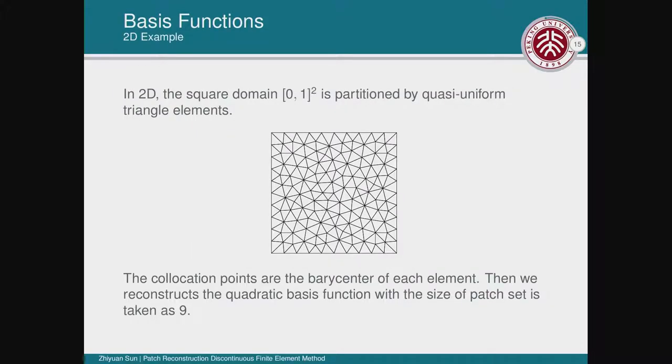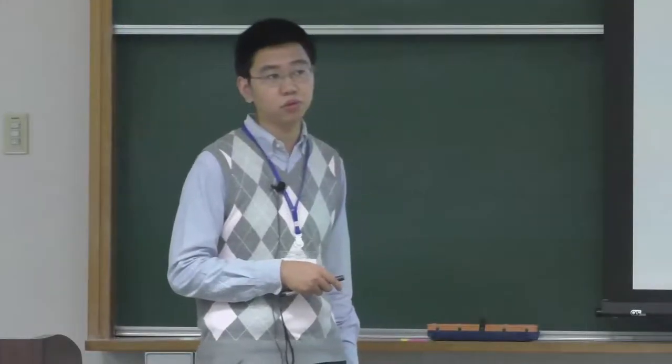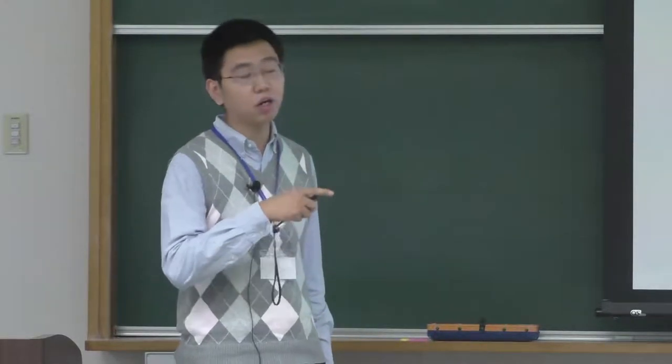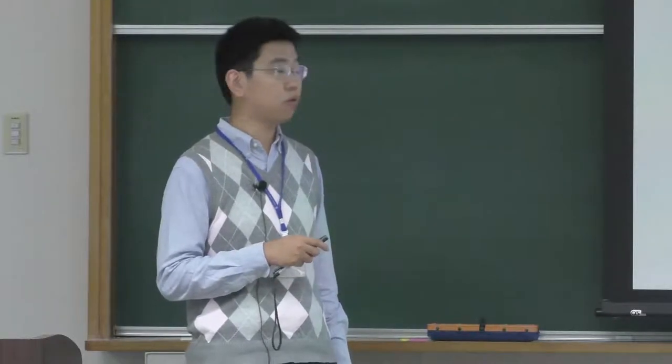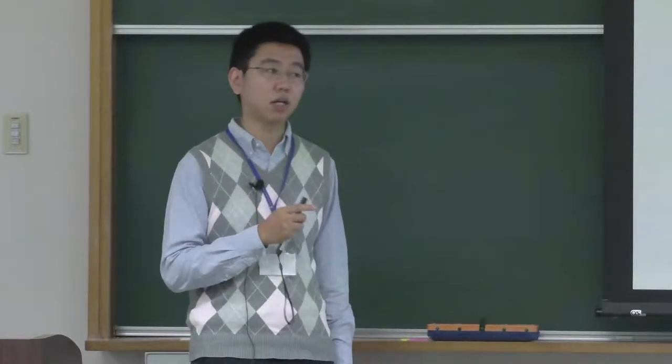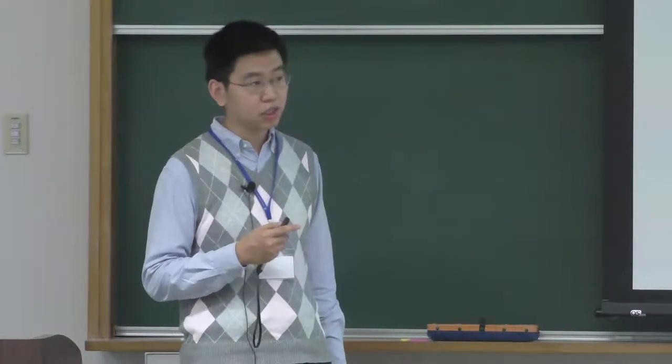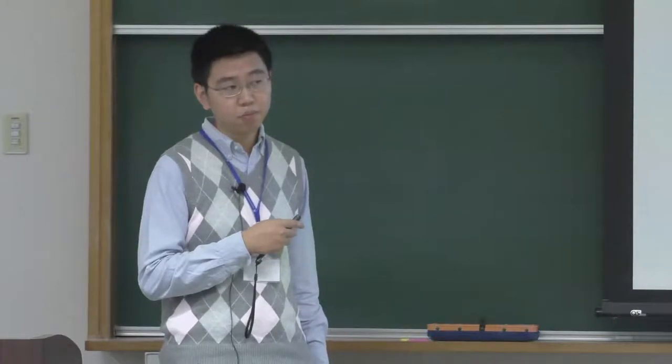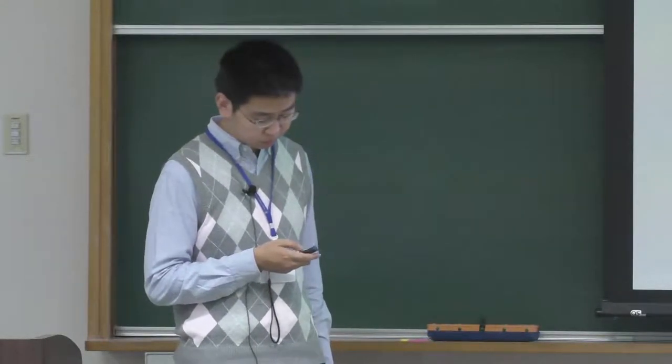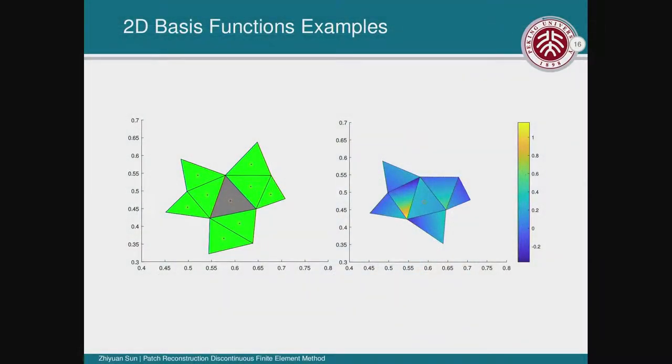And for the two-dimensional case, we give the example of a square domain, which is partitioned into a quasi-uniform triangle mesh. And we also take the barycenter as the collocation point. And here we want to do quadratic approximations. So the degree of freedom is 6 in two dimensions. And we take our element patch size as 9. And here is an example of the element patch for one element and the basis function corresponding to this element. So the element patch size is 9, and you can see that those two are not equal to each other.